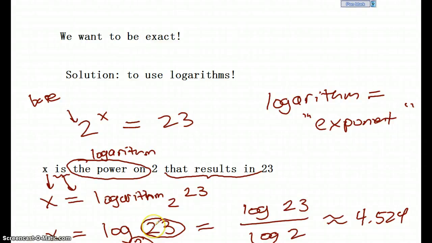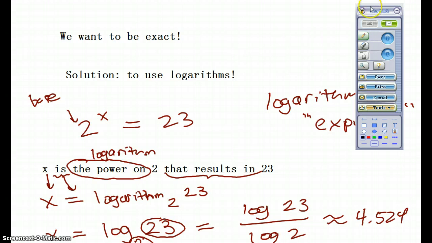So what did we prove in this case? Well, we wanted to figure out 2 multiplied by itself, how many times will give me 23. Now we know that to the 4th power it was too small, to the 5th power it was too big, so we used some algebra and figured out that that exponent should be about 4.524.